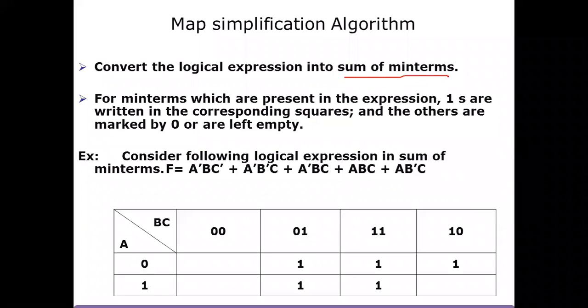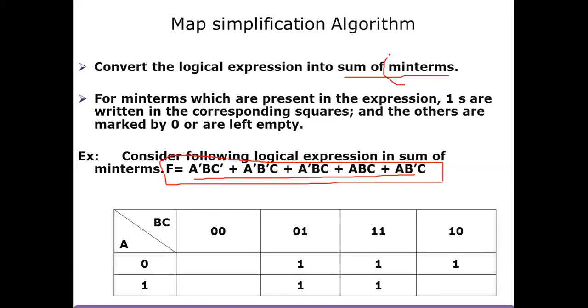Okay. So our main target is to use the sum of min terms form to solve this problem, to simplify this function using K-maps. We are drawing the K-map corresponding to min terms. There's a way of drawing K-maps corresponding to max terms as well, but now we are only considering min terms. For min terms which are present in the expression, ones are written in the corresponding square.